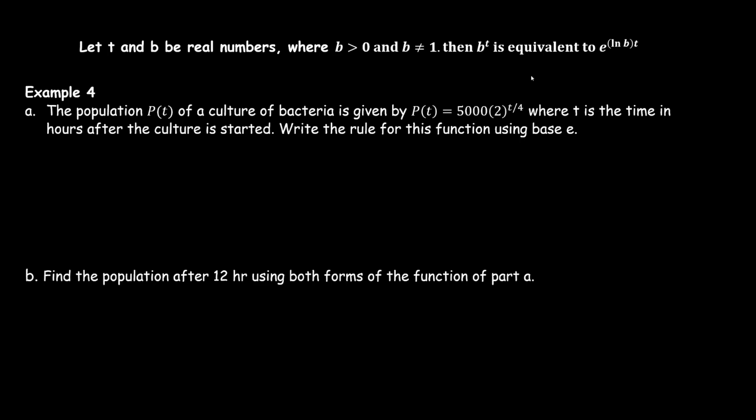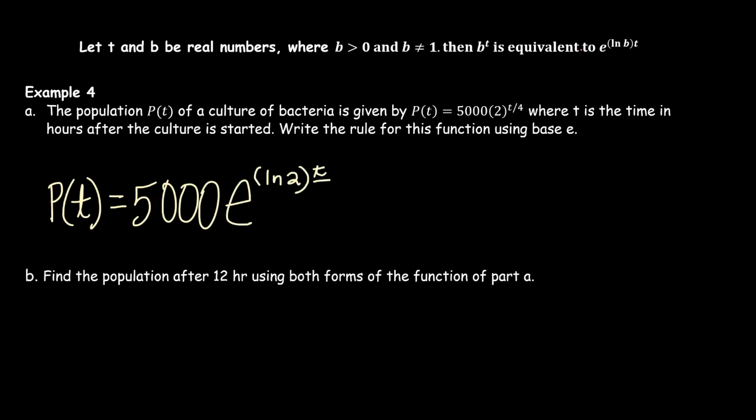The population P of T of a culture of bacteria is given by P of T equals 5,000 times 2 to the T over 4, where T is the time in hours after the culture is started. Write the rule for this function using base e. So P of T equals 5,000 times e raised to the natural log of 2 times T over 4.